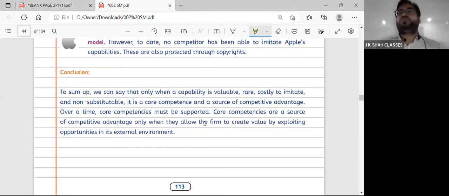Now let's talk about competitive advantage. What is competitive advantage? It is a situation wherein, you all were marking, you all want to highlight.